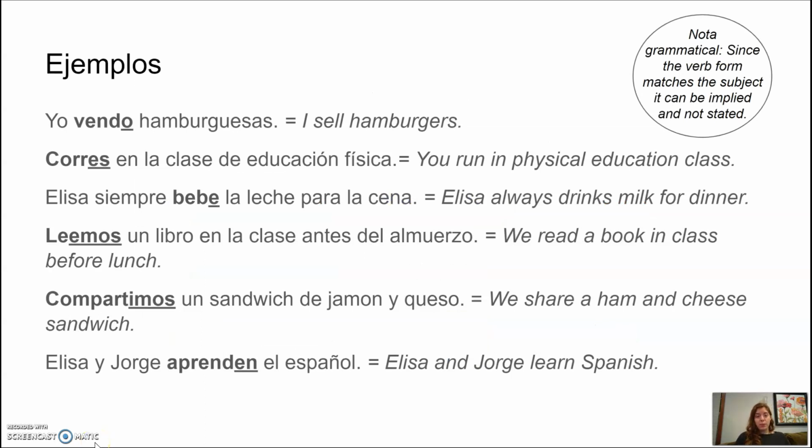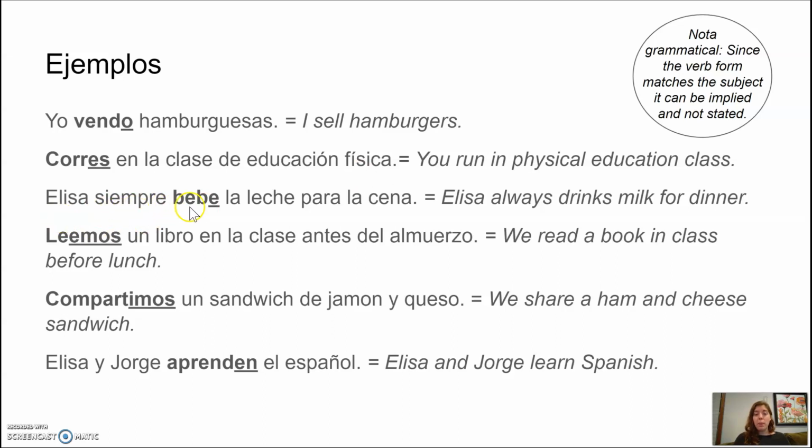Más ejemplos. Yo vendo hamburguesas. I sell hamburgers. Here to match vender, an ER verb, to the yo subject, we say yo vendo. Here we can see that the verb form is implied, even though it's not stated, because the es ending goes with this ER verb correr, the tú form. So we know that it's you run. Tú corres en la clase de educación física. You run in physical education class.